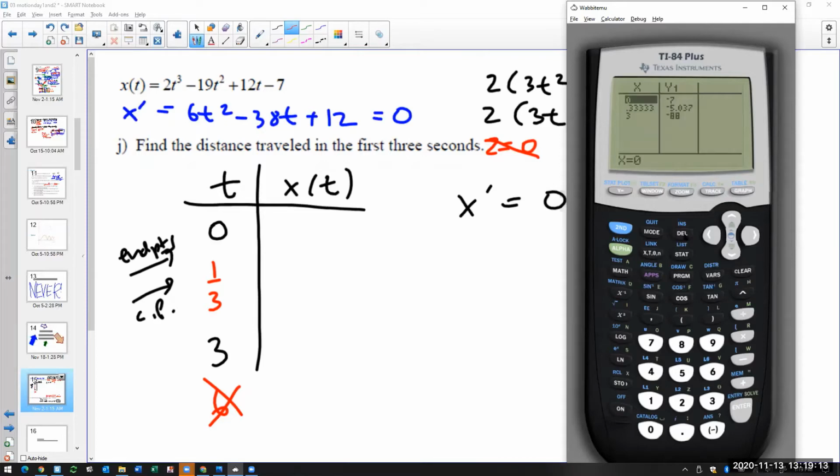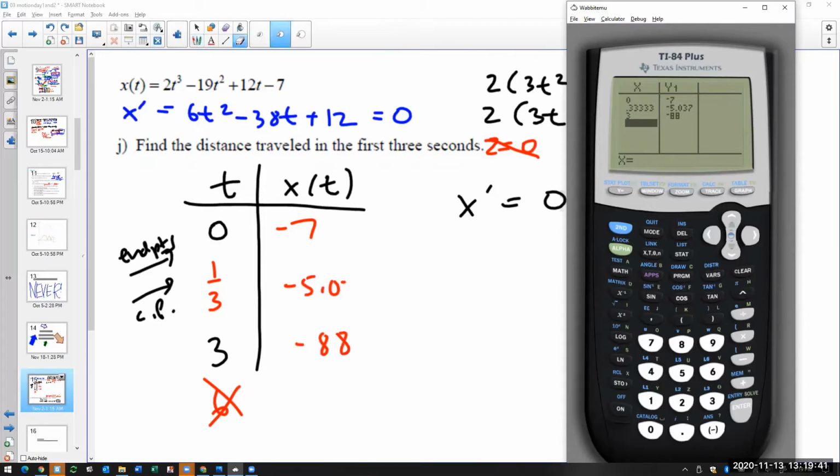I'm going to delete everything in this table. You actually don't have to delete it. You can actually just write over it. But I'm going to copy these values into this table. So 0, comma, 1/3, comma, oh, not comma, enter, 3, enter. And I put those values right into my paper. So I've got 0 is negative 7. At 1/3, X is negative 5.037. And then at 3, X is negative 88.